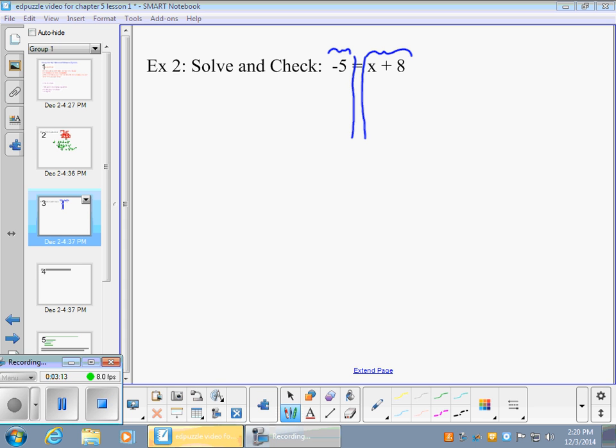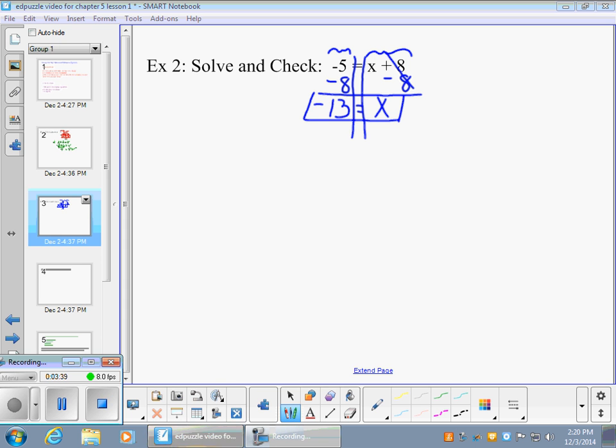This says x plus 8. So we're going to subtract 8 on both sides using the subtraction property of equality. A positive 8 minus 8 is 0. So the only thing left on the right side of the equation is x. Bring down the equal sign, and negative 5 minus 8 is negative 13.